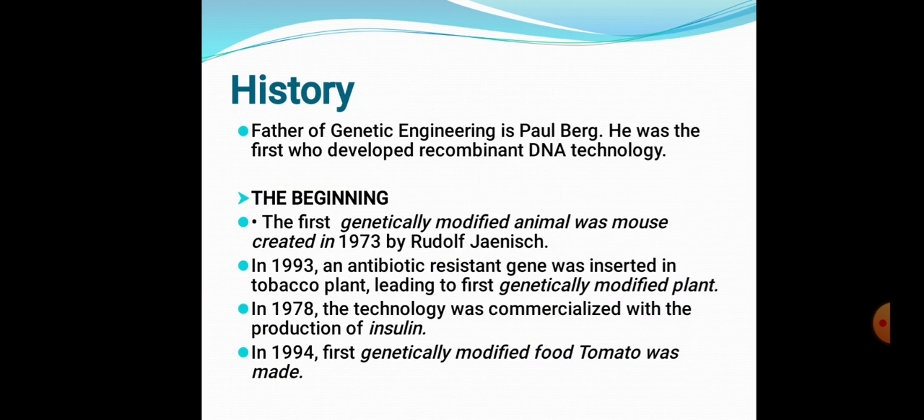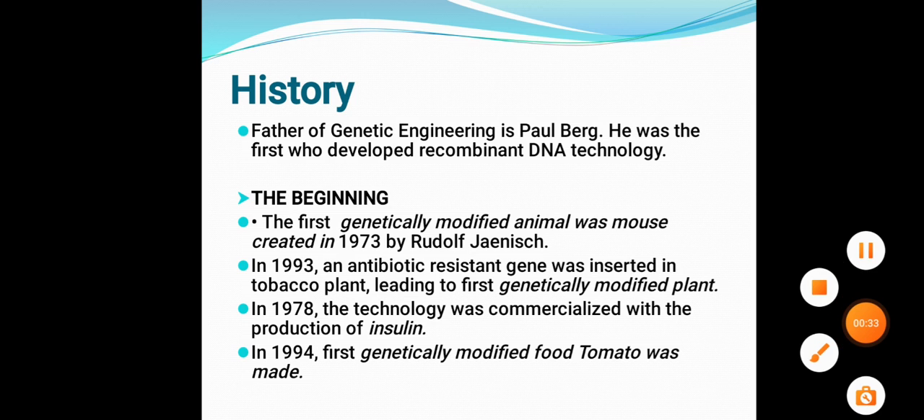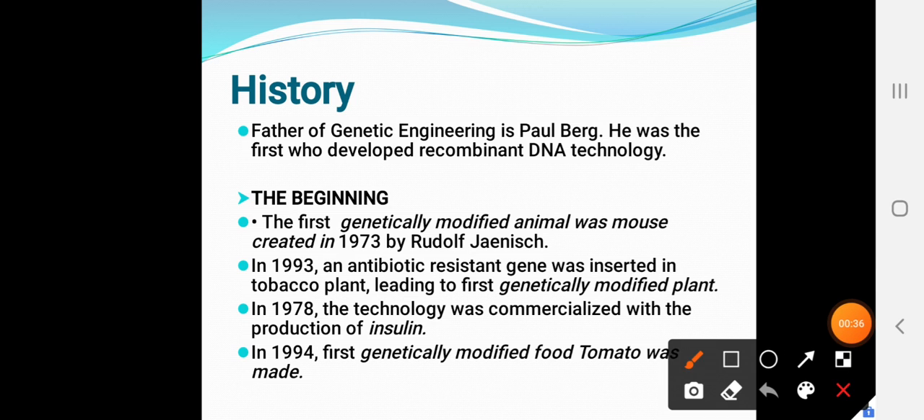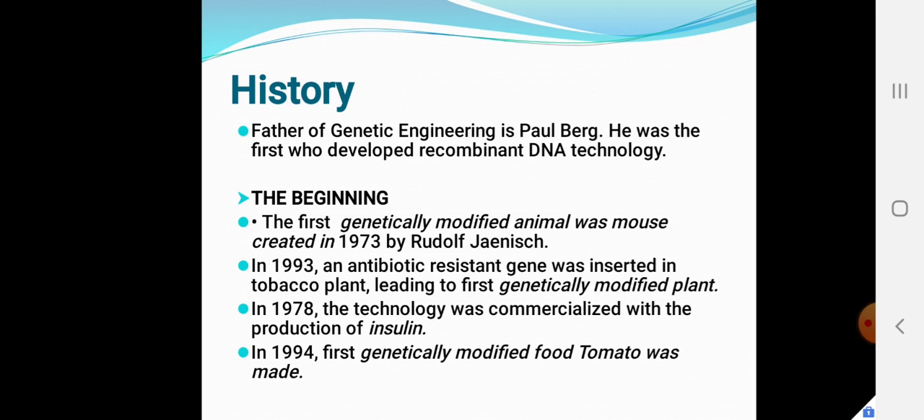So, first of all, what is the history? From where was genetic engineering developed or did it come into existence? Who was the father of genetic engineering? The father of genetic engineering was Paul Berg. He was the first to develop recombinant DNA technology, or rDNA technology, from where the era of genetic engineering began.